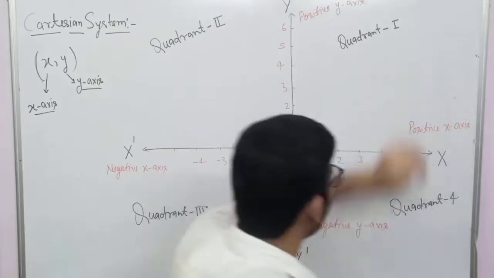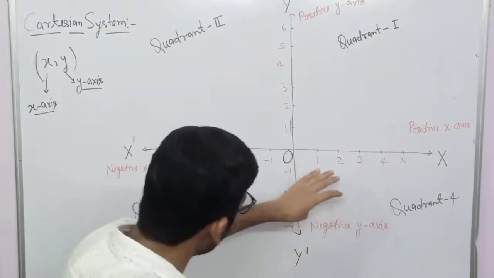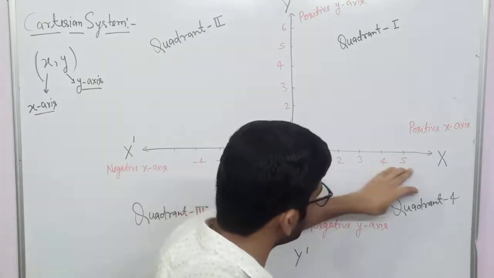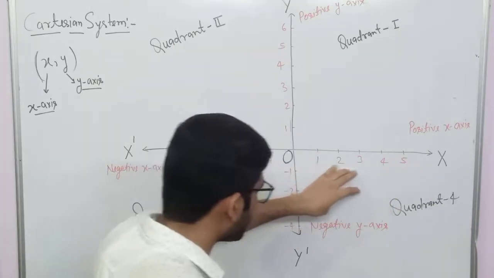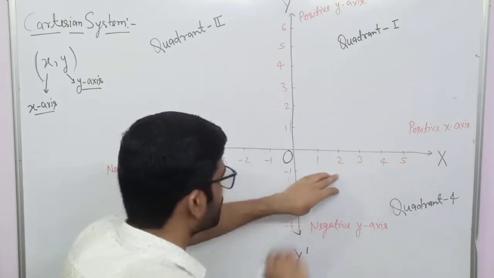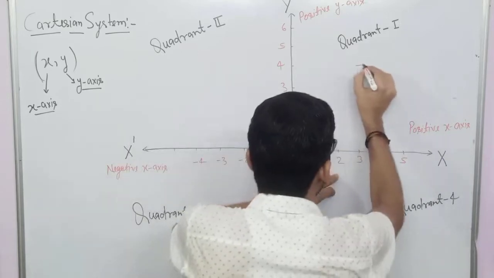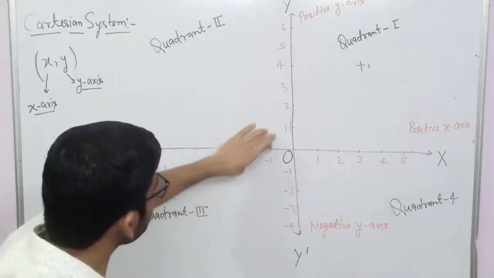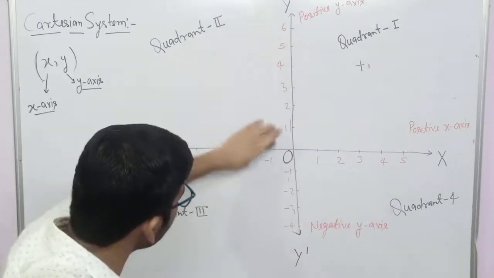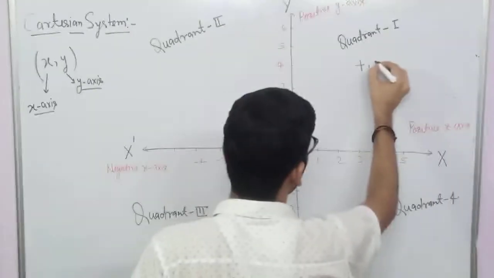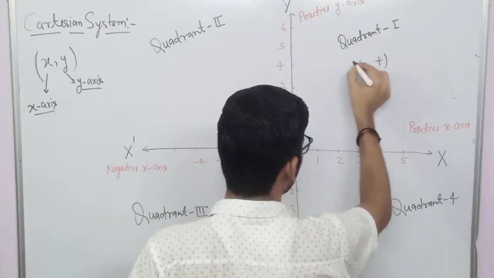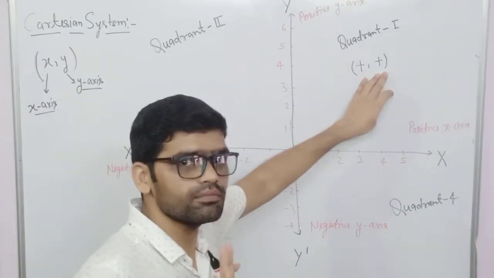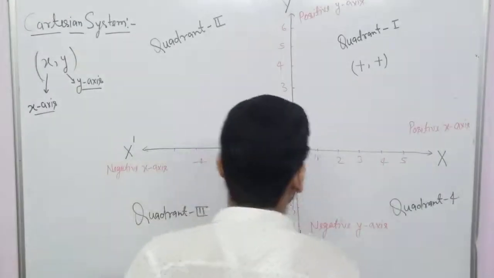Now the sign of the first quadrant. First you go to the x axis. What is the x axis? Positive x axis. So first is positive, and now at the y axis, this is the positive y axis, so you can write positive. So the sign of the first quadrant is plus plus. Is it clear? Any problem? Let me explain again.